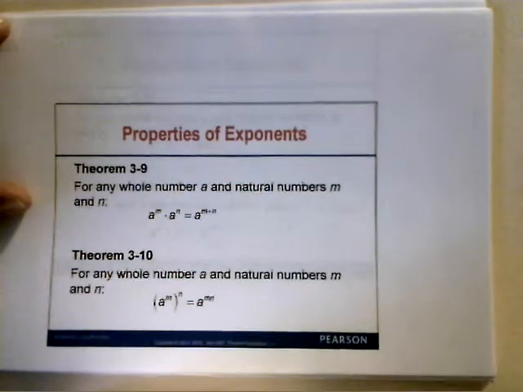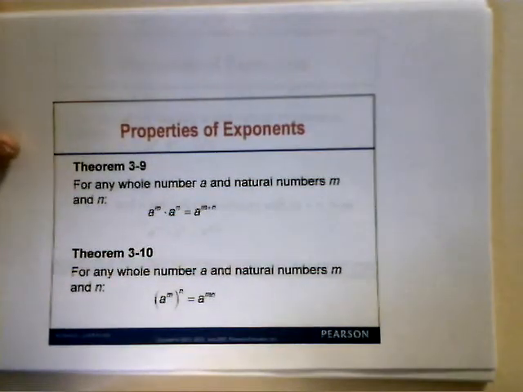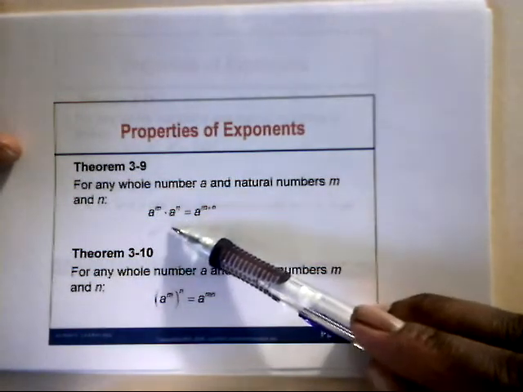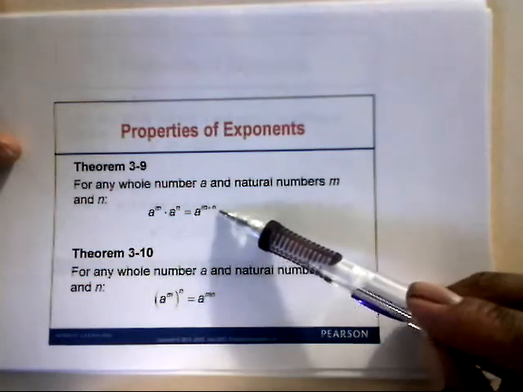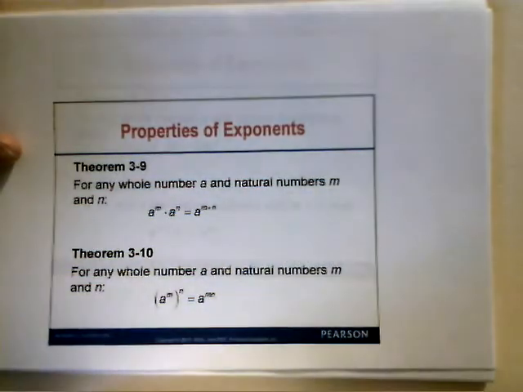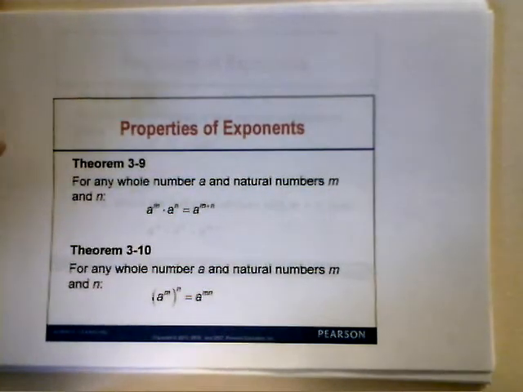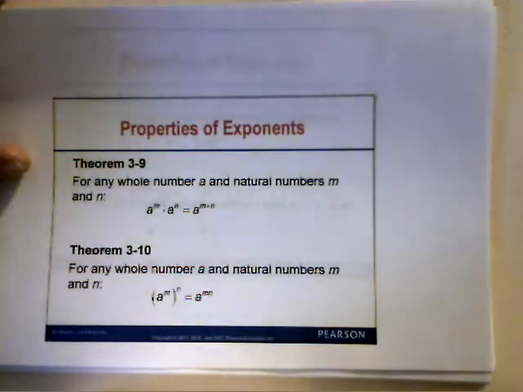Let's look at this theorem. For any whole number a and natural numbers m and n, a to the m times a to the n is equal to a to the m plus n. In other words, if you're multiplying powers of the same base, you're going to add your exponents.